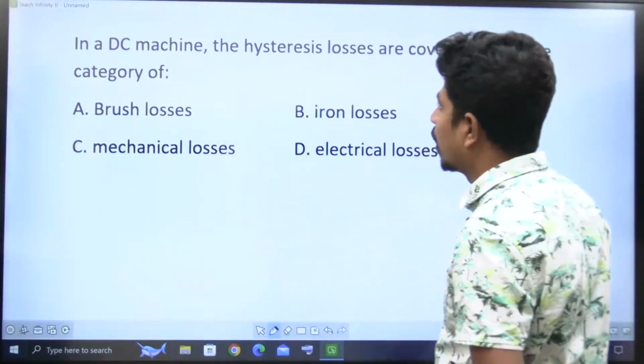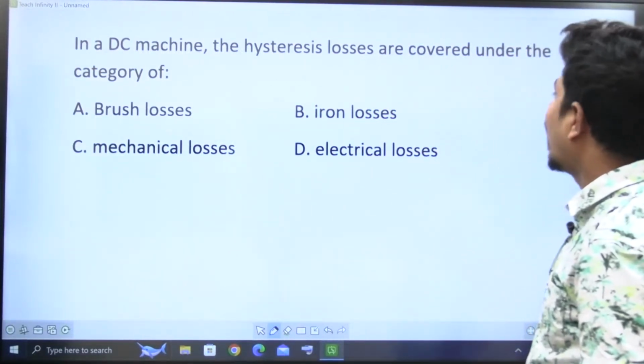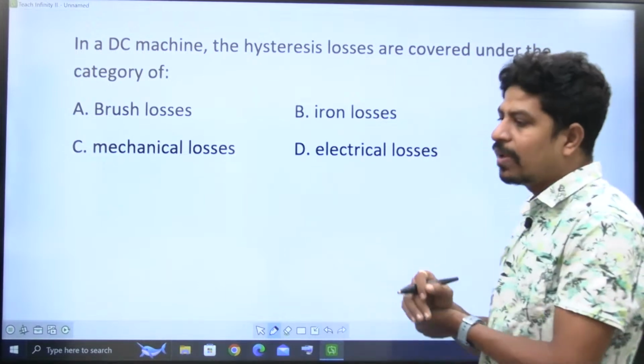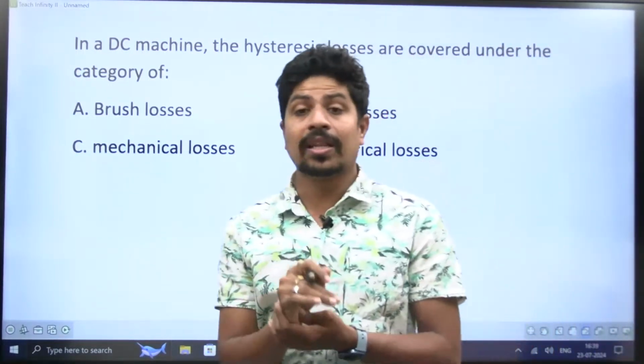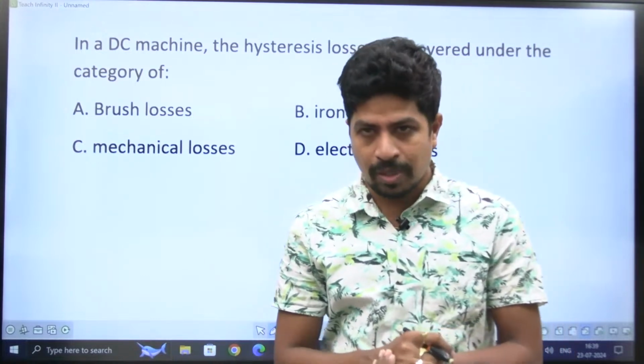Okay, lot of people. In a DC machine, the hysteresis losses are covered under the category of what? People will get misunderstood here. That is, sir, hysteresis loss and eddy current loss. These are the iron losses which are going to depend on the frequency.